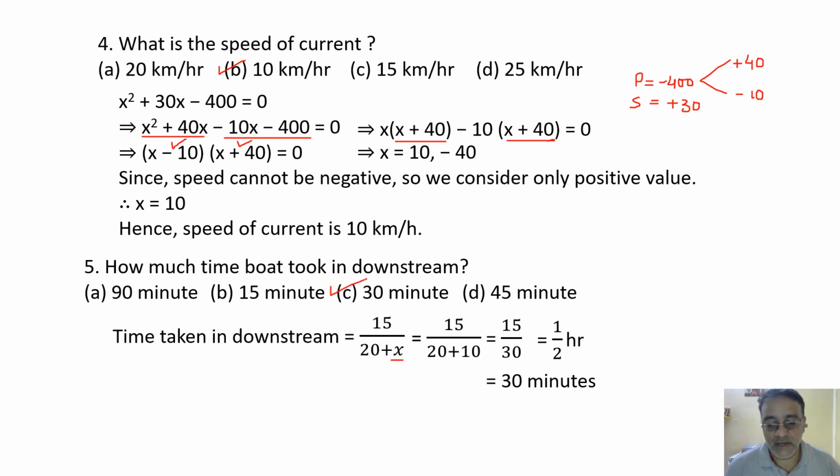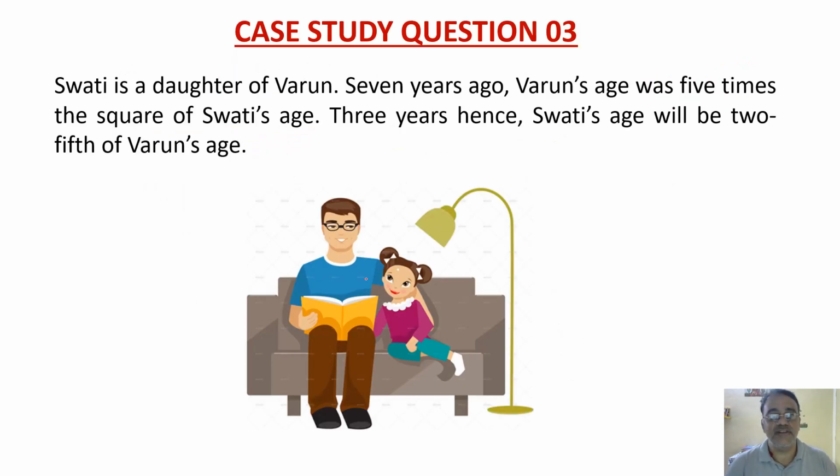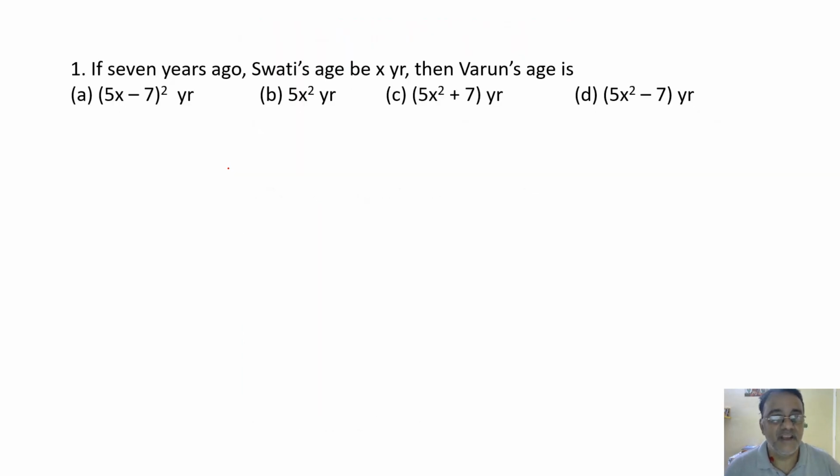Yes. Right. Now we are moving toward the next case study question. Swati is a daughter of Varun. 7 years ago, Varun's age was 5 times the square of Swati's age. 3 years hence, Swati's age will be 2/5 of Varun's age. Question is clear. Now based on this information, few questions are there. First, if 7 years ago Swati's age be x years, then Varun's age is dash.